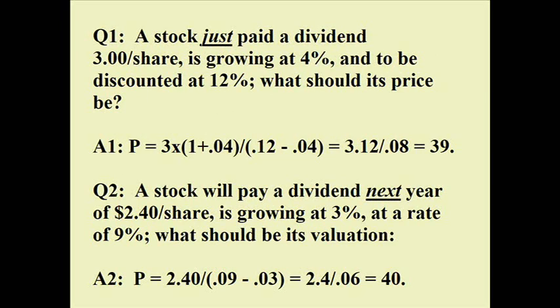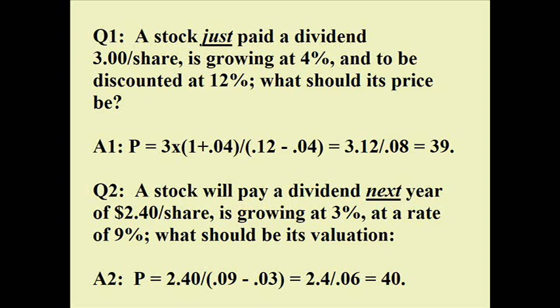Well, it turns out you can either have a model that does dividends right now, we're going to have to adjust for that, or dividends next year, a little bit simpler. Let's start with a more difficult one. Just paid a dividend of $3 a share, grows at 4%, and is to be discounted at 12%. Well, dividend increased by 4% because we need the next year dividend, divided by the discount rate minus the growth rate. Well, we have $3.12 divided by that net difference of 8%. Here is a decimal, 0.08. We get $39.